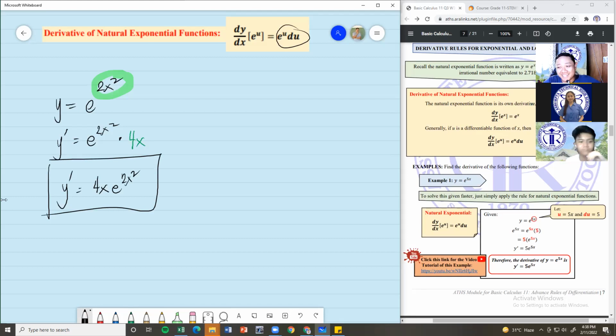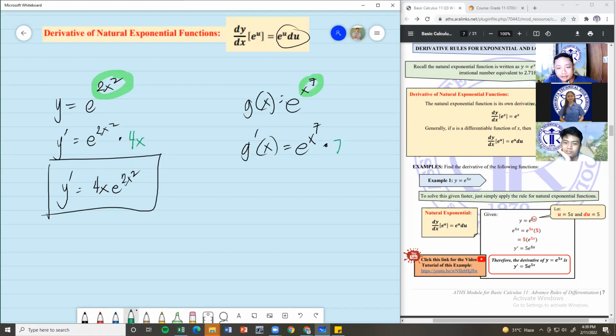Okay, that's done, it's that simple. Okay? Another. If we have g of x naman. g of x will be equal to e raised to x raised to 7. Simple. We have here g prime of x. Copy whatever is here. So we will have e raised to x raised to 7. Can you follow? And then get the derivative of your exponent. So that becomes times 7x raised to 6. Can you follow? So therefore, rearranged, g prime of x will be equal to 7x raised to 6 times e raised to x raised to 7.